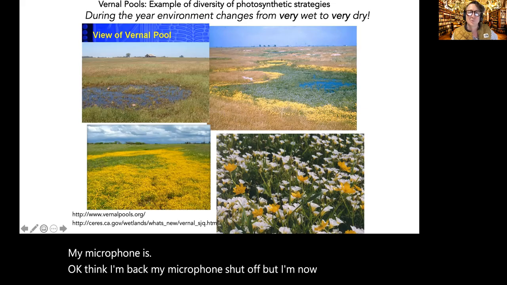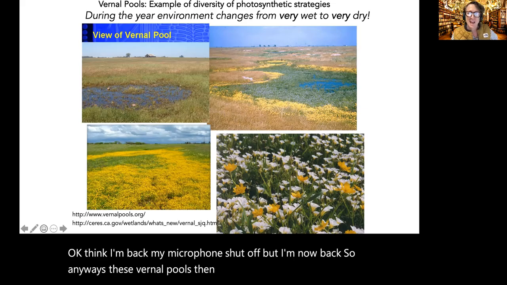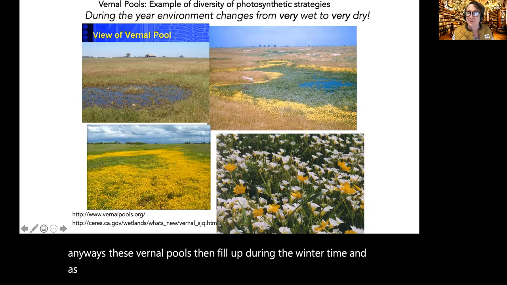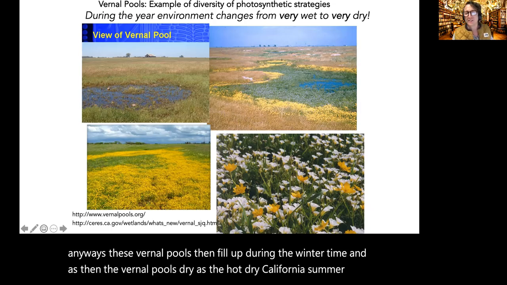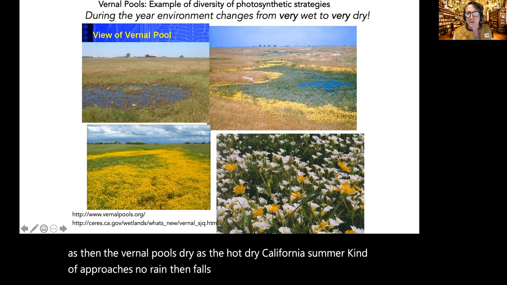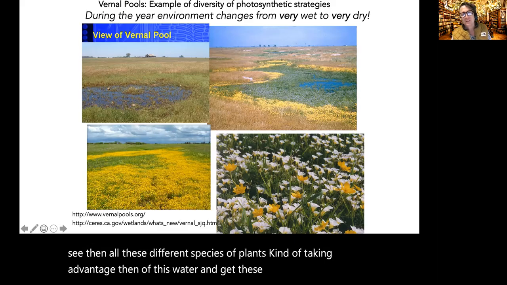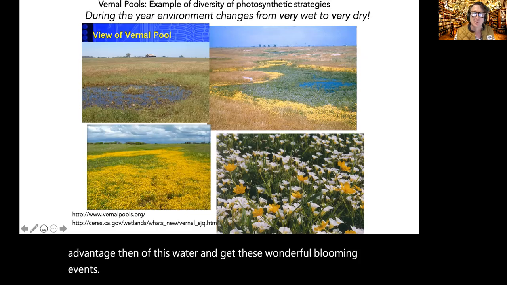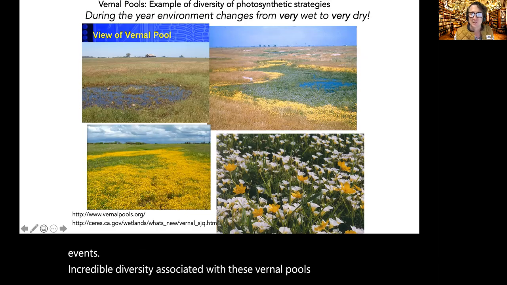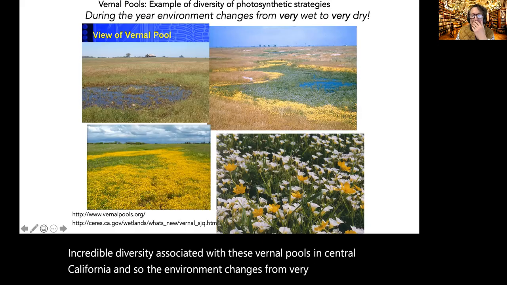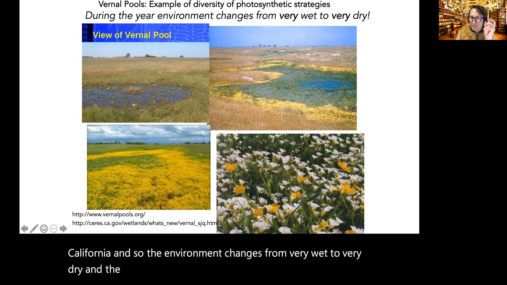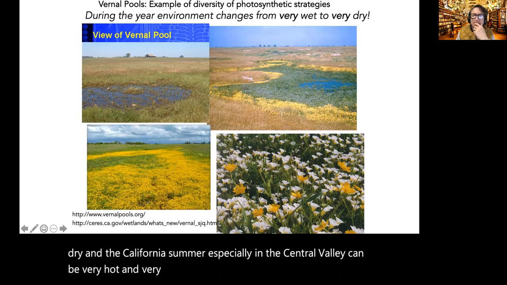So anyways, these vernal pools fill up during the winter time. And as the vernal pools dry, as the hot, dry California summer approaches, no rain falls. But as these pools dry up, you'll see all these different species of plants taking advantage of this water. You get these wonderful blooming events, incredible diversity associated with these vernal pools in Central California. And so the environment changes from very wet to very dry. And the California summer, especially in the Central Valley, can be very hot and very dry, almost desert-like.